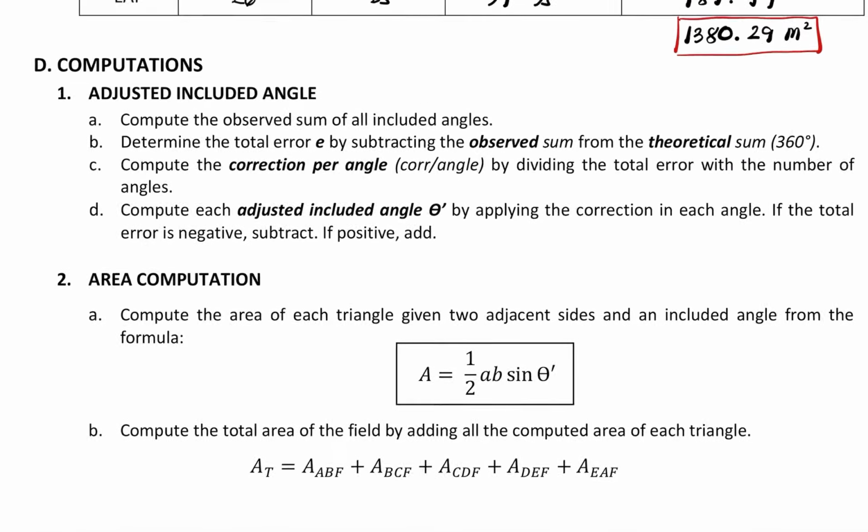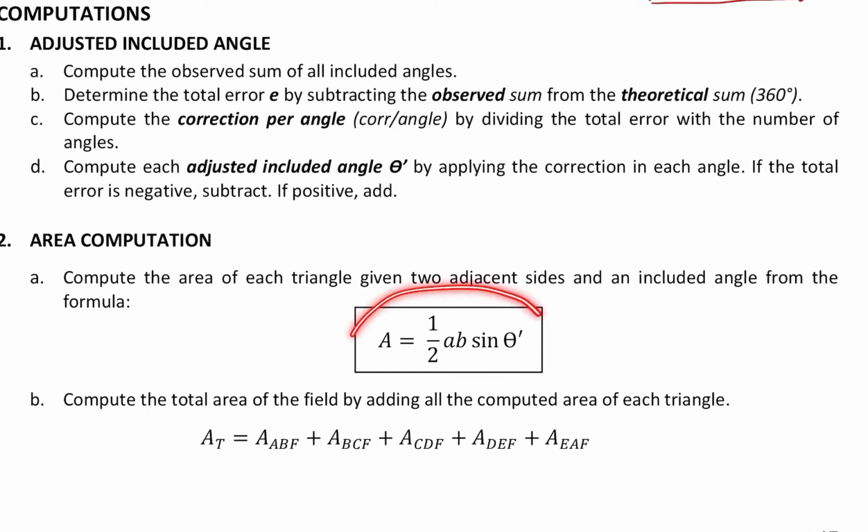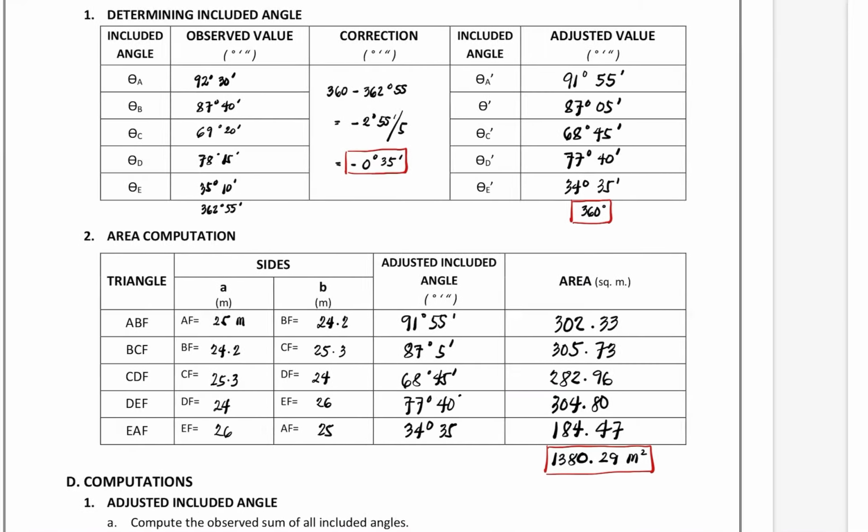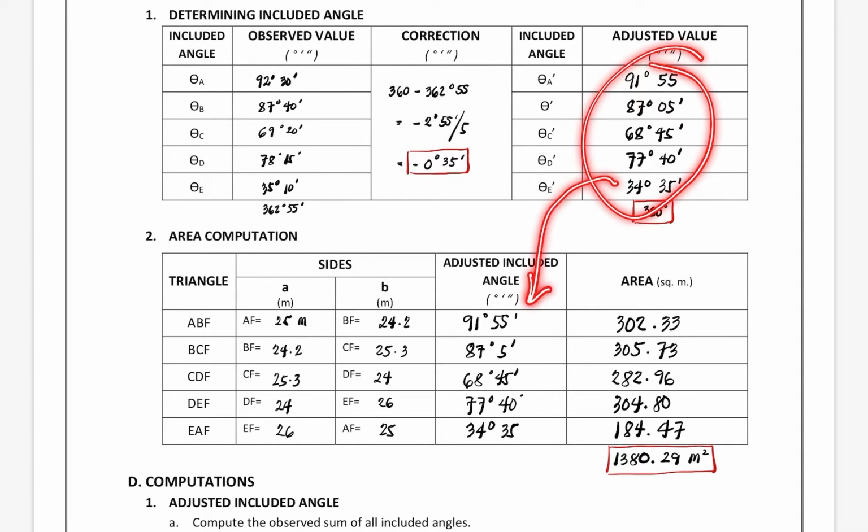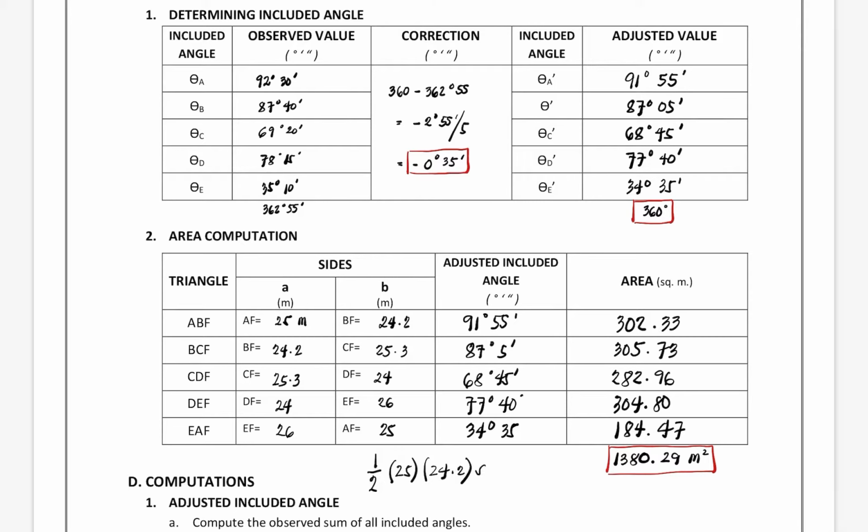Then you compute for the area. You are given a formula for computation of the area: 1/2 AB times sine of theta, the observed angle. From the adjusted value, you just copy that to the adjusted included angle. Then to compute the area, you have 1/2 times 25 times 24.2 times sine of 91 degrees 55 minutes.